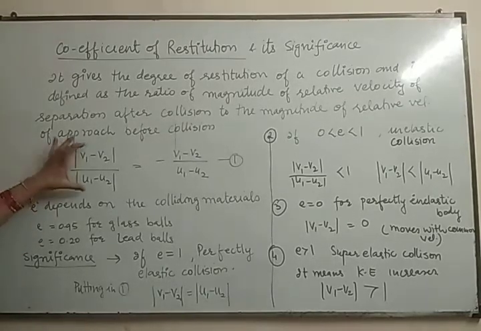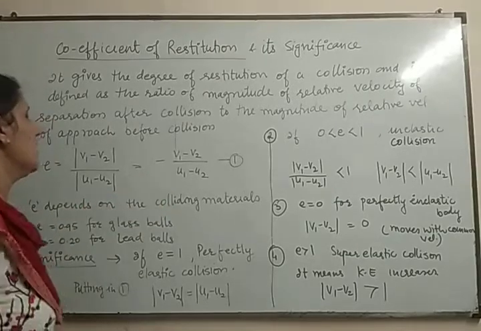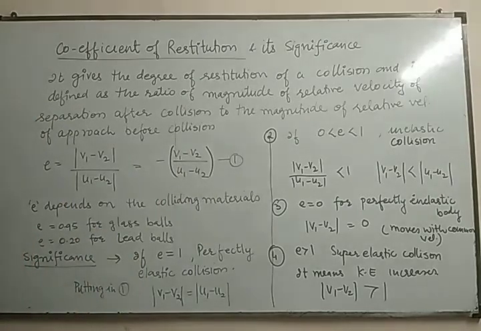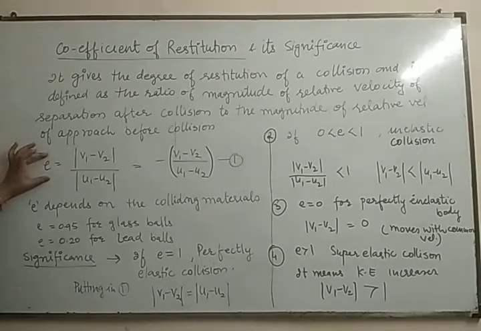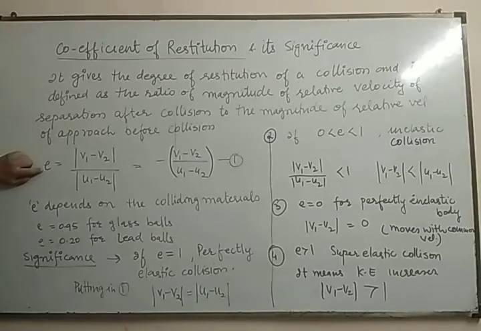By using this formula, you are using the magnitude; v1 may be greater than v2 or u1 may be greater than u2, so you can also have this term with the minus sign depending on the values of v1, v2 and u1, u2. This value of e is material dependent. It is different for different materials. If we talk about glass balls, the coefficient of restitution is 0.95, and if we talk about lead balls, the coefficient of restitution is 0.20. This is very small.